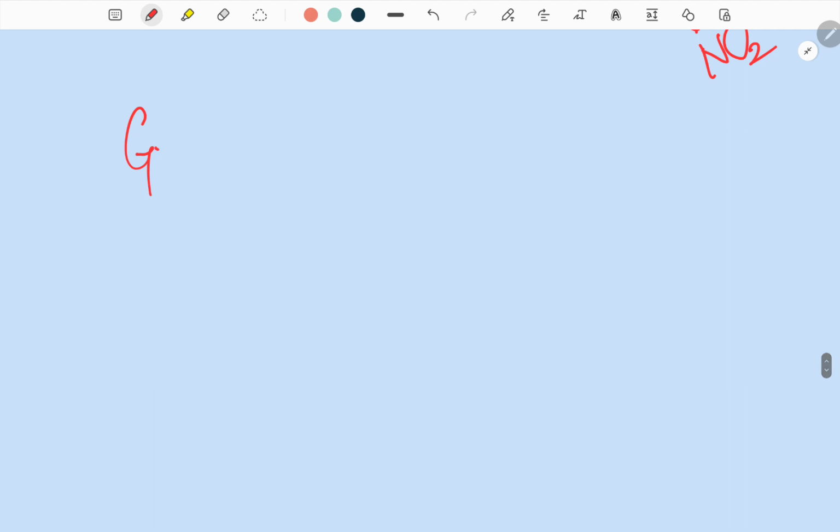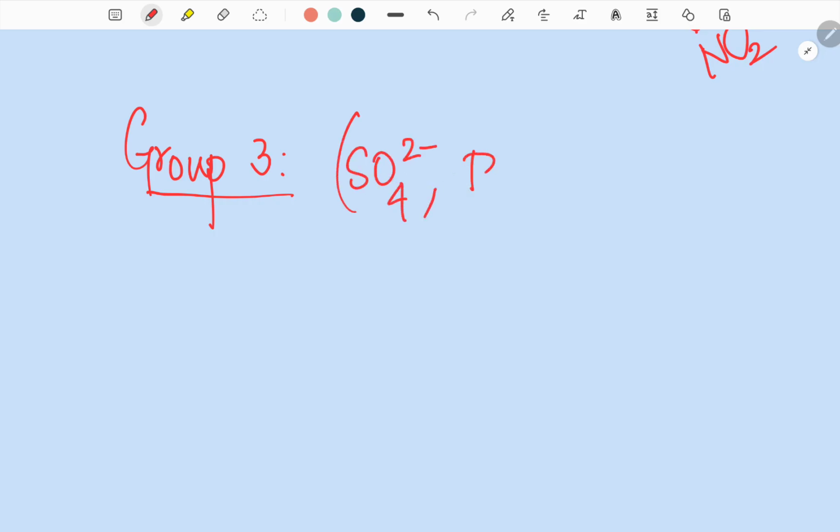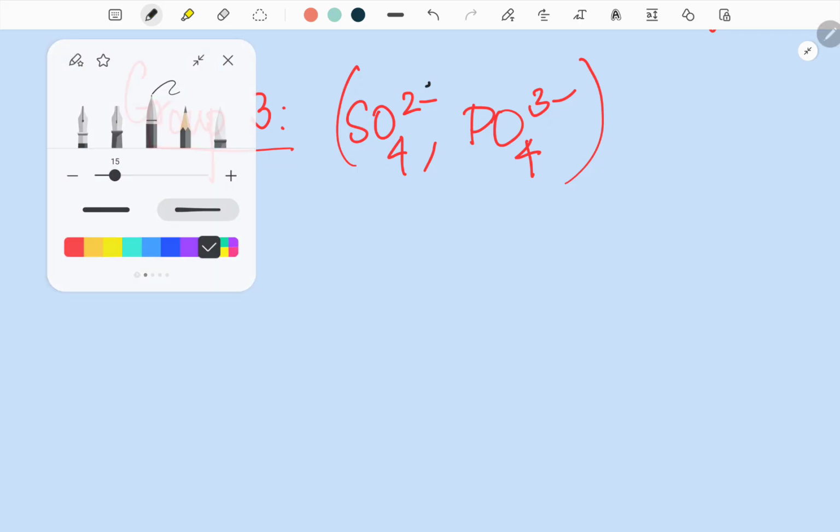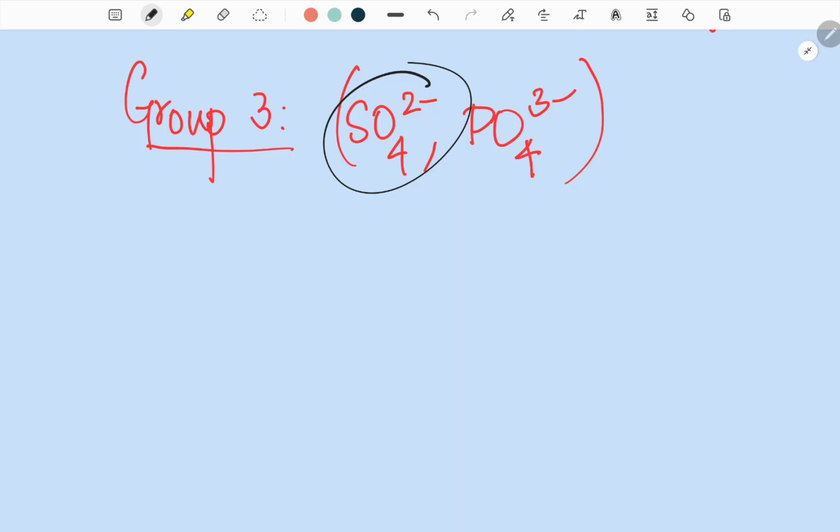Now we are going to group 3. In group 3 we have sulfate and we have phosphate. Now for sulfate, I was talking about one ion which requires salt solution instead of salt, and that ion is none other than sulfate. Sulfate is very important because when you are analyzing for sulfate salts, you are going to perform a double displacement reaction.